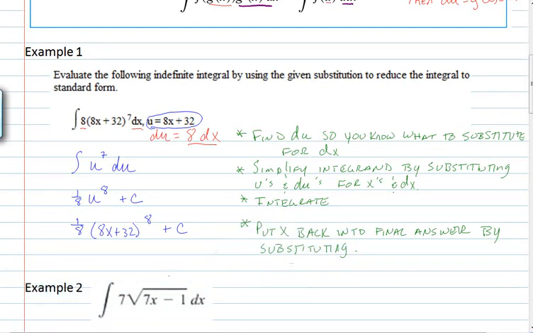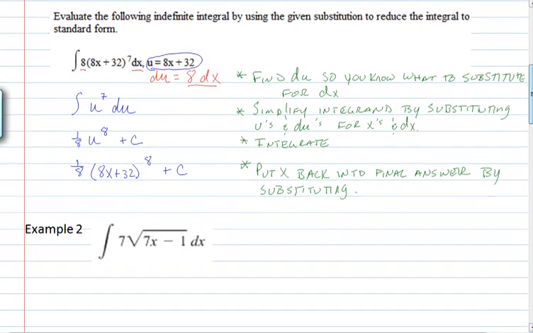Example 2, I don't tell you what to let u be equal to, so we've got to determine it. Here's a hint: you usually want to let u be the most complicated part of the function that you can get rid of. We're going to let u be 7x minus 1. What is du equal to then?